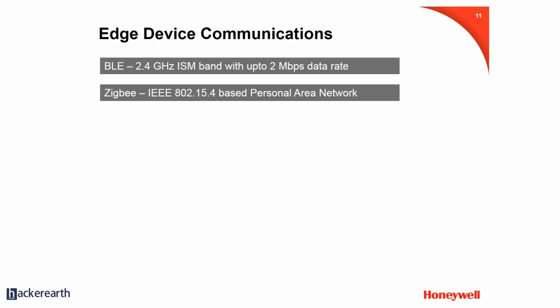Then you have ZigBee. ZigBee is again a very popular standard for personal area networks. It supports data rates of theoretically around 250 kbps, and it is based on an IEEE standard called 802.15.4, which is the PHY and the MAC. And ZigBee has the network and the other layers on top of the 802.15.4 PHY and MAC. So this is a very popular standard.